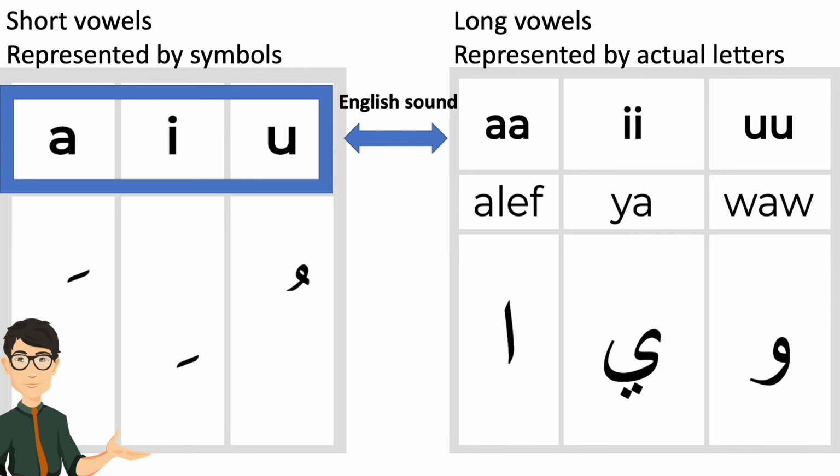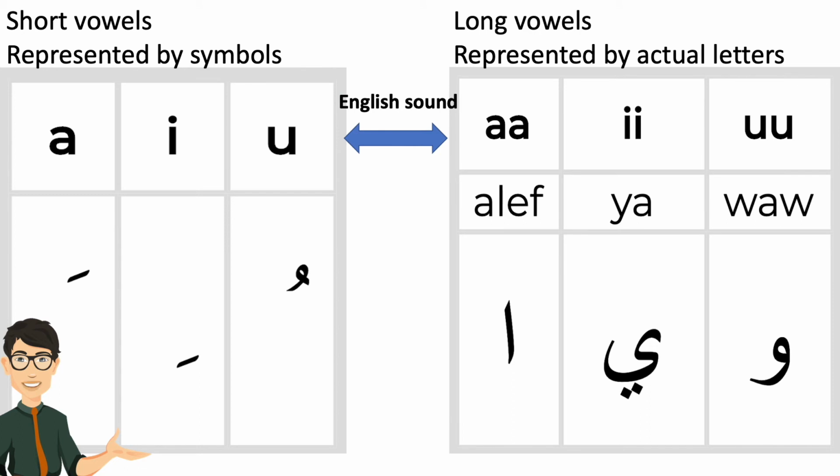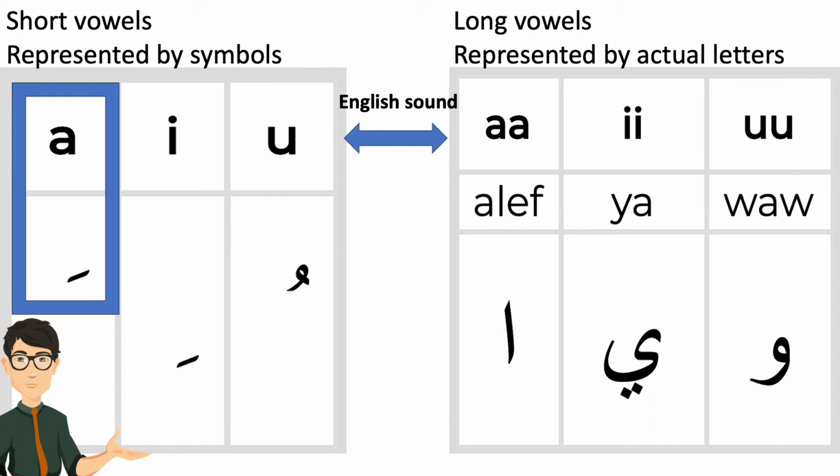Short vowels. And as we said, they are represented by the symbols. In English, the transliteration of those sounds start with the first one, and that will be the letter A in English. That will be representing the vowel, the Arabic vowel, al-fatha. And that sound is a, a.